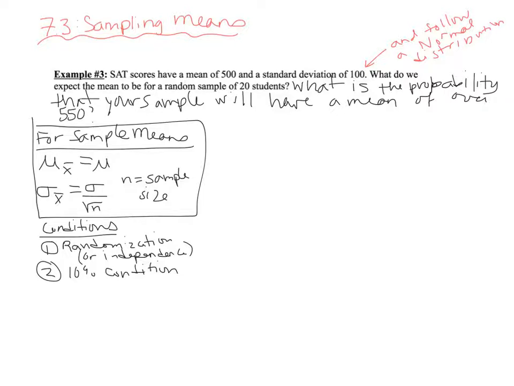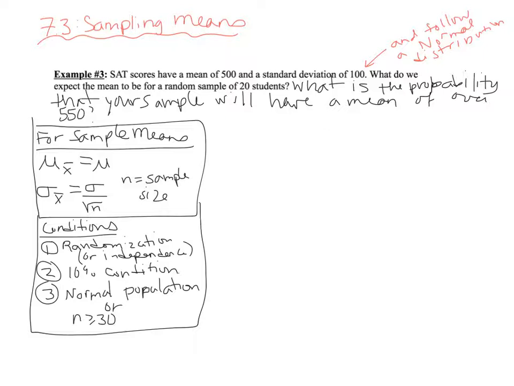The third thing that you need, and this is different from the previous one, is a large enough sample or a normally distributed population. There's two possibilities. If they tell you in advance that the population is approximately normal or it's normal, then you're good. If they don't tell you that, then you need to have a sample size of at least 30. If you're like 29 or something, usually that's okay, but a rule of thumb is 30 or a normal population. So we always have to check these three conditions.